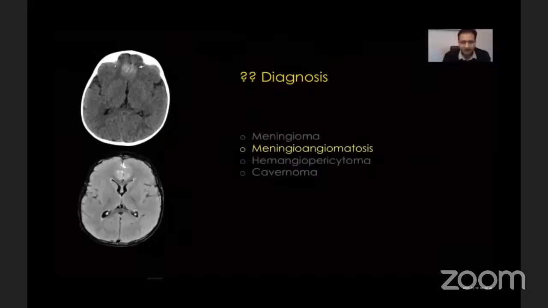Meningiomas are also extra-axial lesions, but typically they don't have an infiltrative cortical component and leptomeningeal enhancement like we see in this case. Hemangiopericytomas also tend to be more extra-axial. Cavernomas can have the hyperdensity like we saw on the CT here, but they would typically have the popcorn appearance with more heterogeneous internal signal on T2-weighted images.